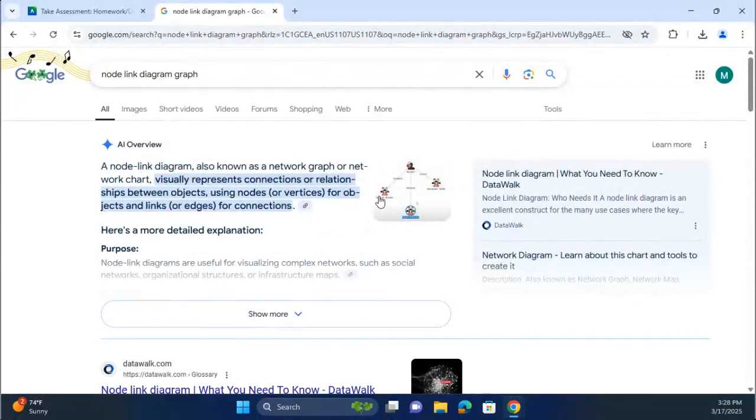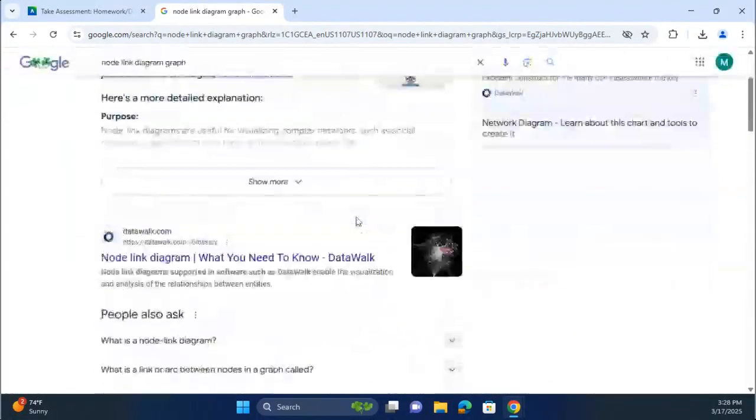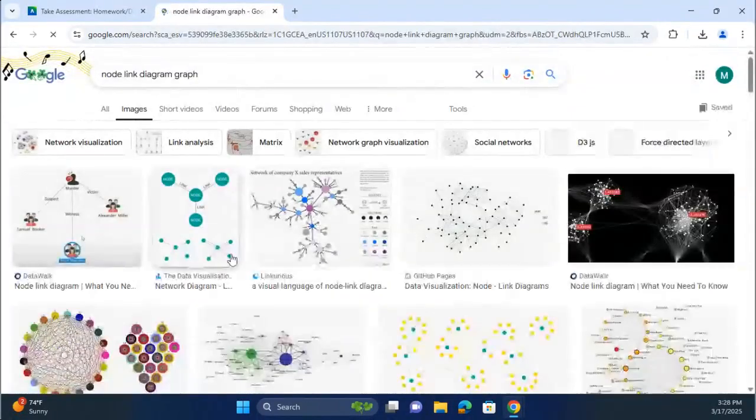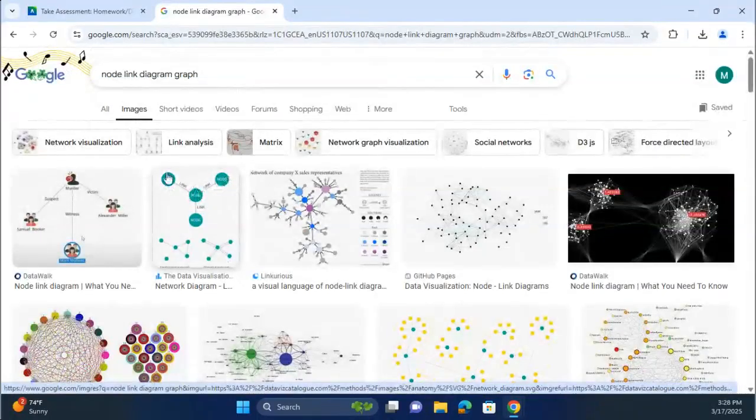This is an example of a node link diagram. Now there are fancy nodes with people in them. There's no need for this homework. This is another example of, no, we have node, link, link. So that's a node link diagram. Hopefully that explains it. So node link.